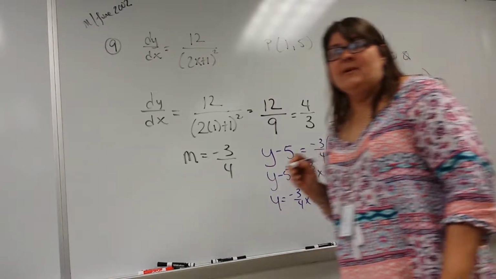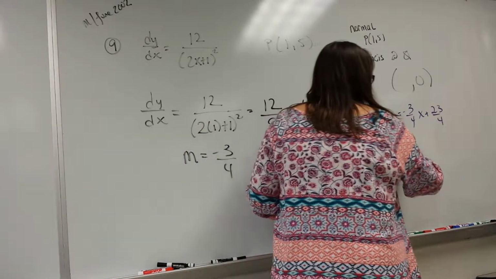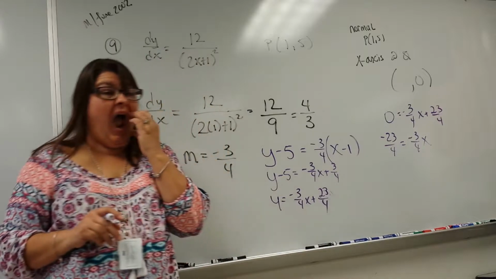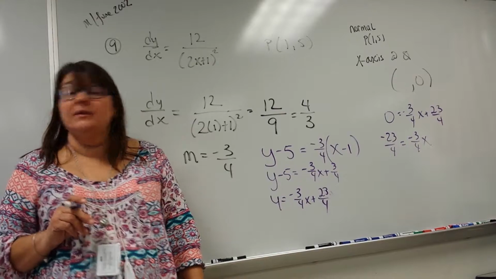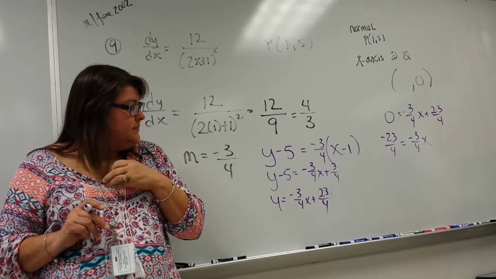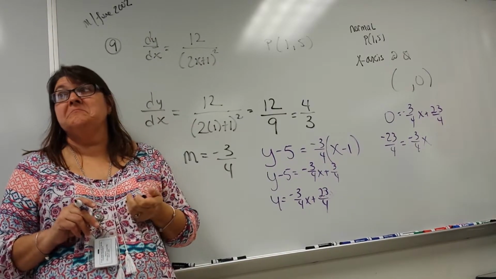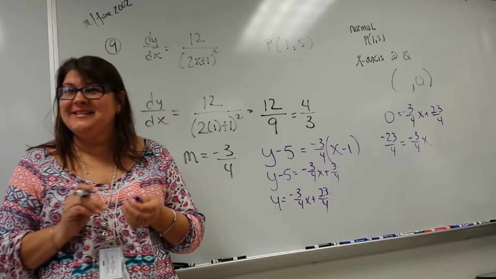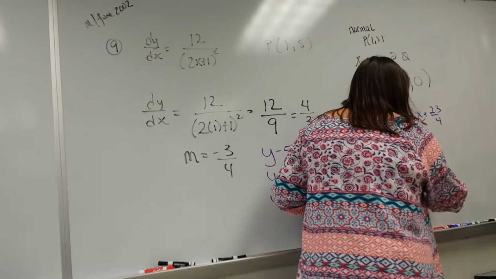So I would subtract 23/4 over. So negative 23/4 equals negative 3/4 x. Multiply both sides by 4/3. Well, it's really just negative 23 equals negative 3x, because if you multiply everything by 4, the fractions go away. Get rid of the negatives too. You guys are learning the old lady tricks. So really you would have 23 equals 3x.